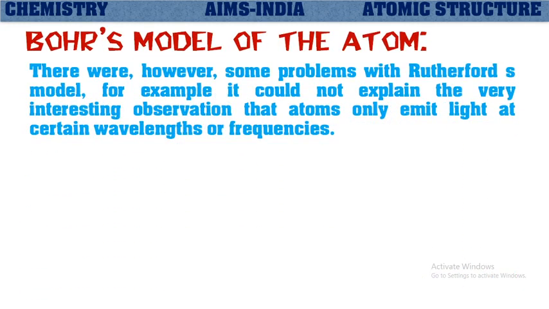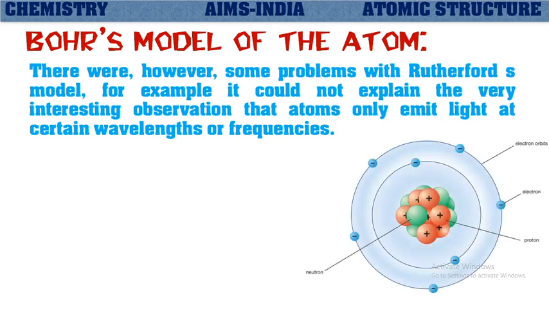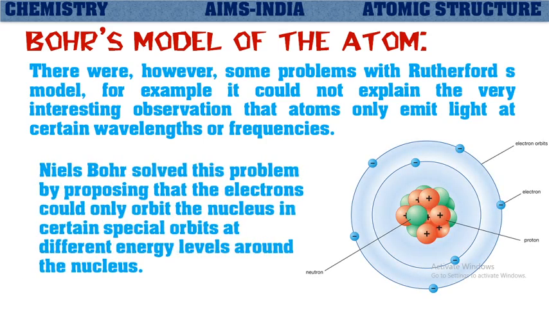Next, Bohr's model of the atom. There were, however, some problems with Rutherford's model. For example, it could not explain the very interesting observation that atoms only emit light at certain wavelengths or frequencies. To overcome this, Niels Bohr solved this problem by proposing that electrons could only orbit the nucleus in certain special orbits at different energy levels around the nucleus.